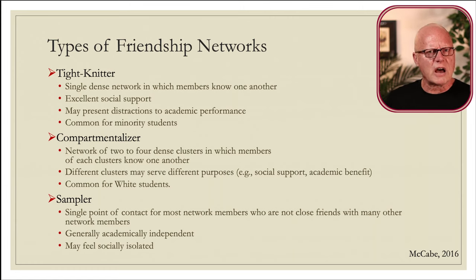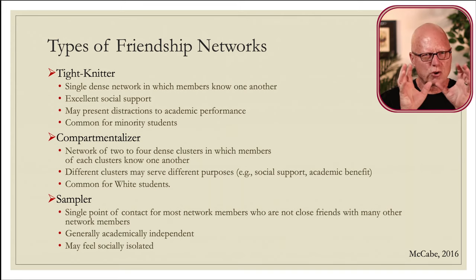A compartmentalized network might look like a barbell, where there are two somewhat dense networks connected to one another through a single person. And it's that single person who gains benefit from both networks. Now, it doesn't have to be just two dense sections of networks. It could be three or four. But the common linking point is a single person. These networks are common among majority students, white students on campus.